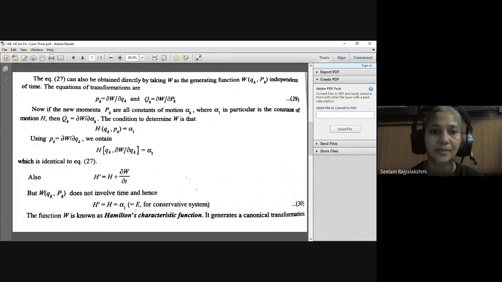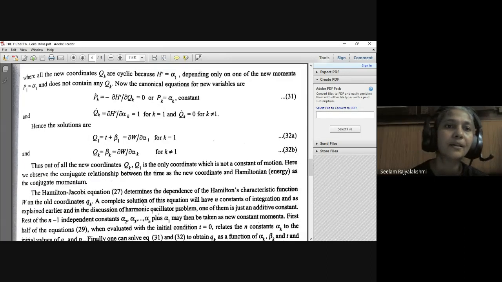Also H dash equals H plus dou omega by dou t. But omega of q, p, this generating function, does not involve time, and hence H dash equals alpha 1, which equals E for the conservative system. The function omega is known as Hamilton's characteristic function. It generates a canonical transformation where all the new coordinates qk are cyclic, because H dash equals alpha 1, depending only on one of the new momenta, p1 equals alpha 1, and does not contain any qk.